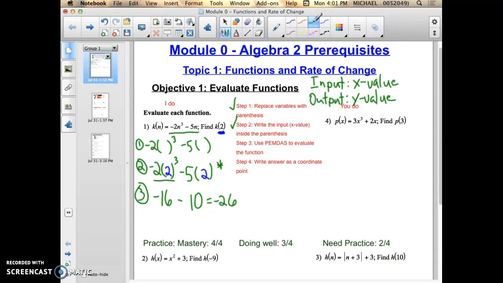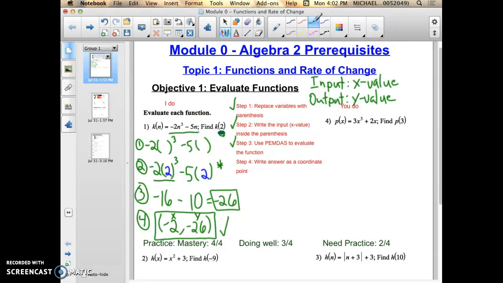And finally, I just did step 3, I did the actual math, and then finally step 4, we're going to practice writing them as coordinate points because I want to get you to be very familiar and comfortable with the fact that the input, this number 2 up here, is the x value of a coordinate point, and the output, the answer we get right here, is the y value. So your final answer, and my final answer right here, is (2, negative 26), where this is the x value, this is the y value. The function had an input of 2, it spit out an output of negative 26.